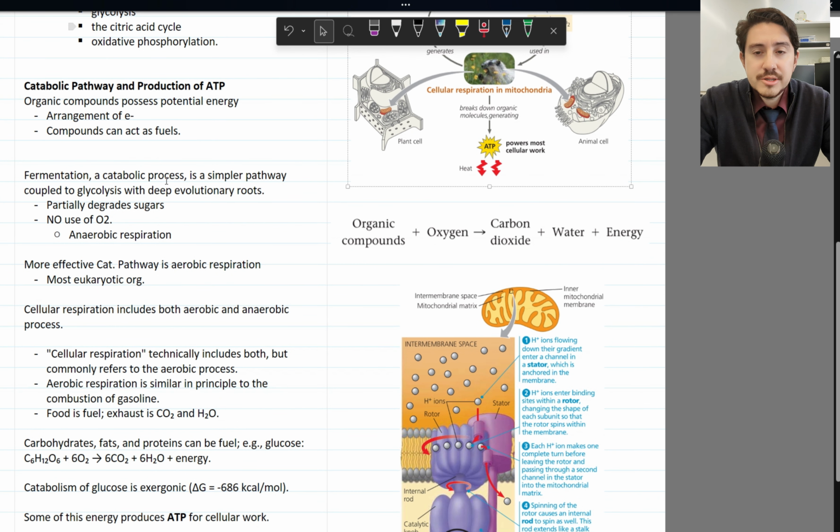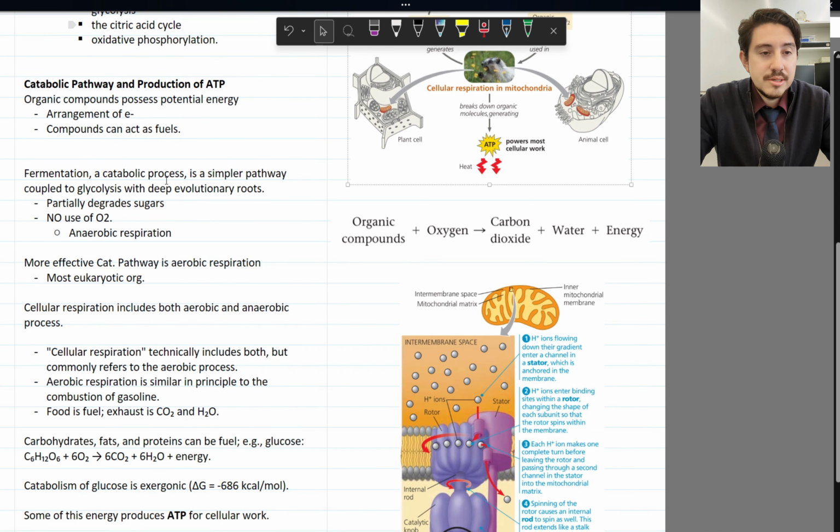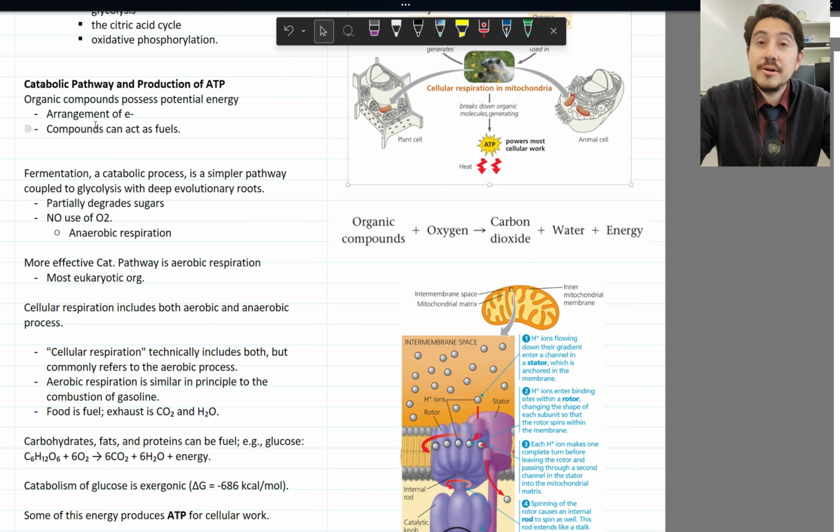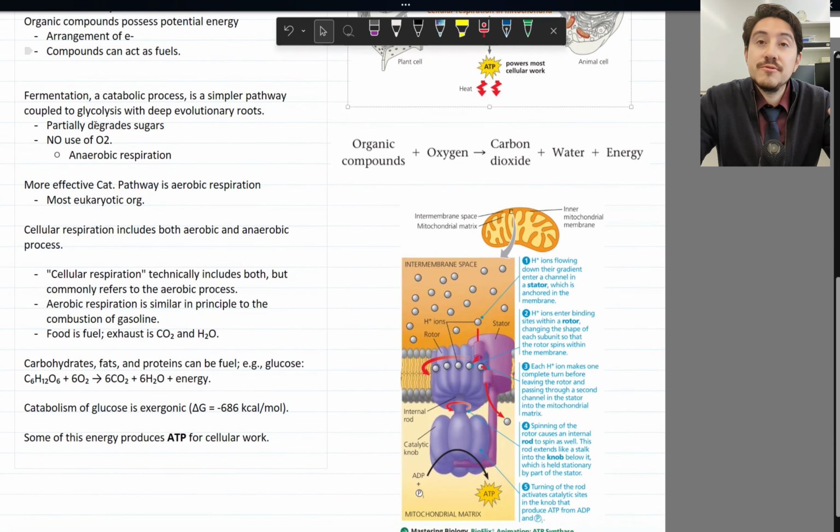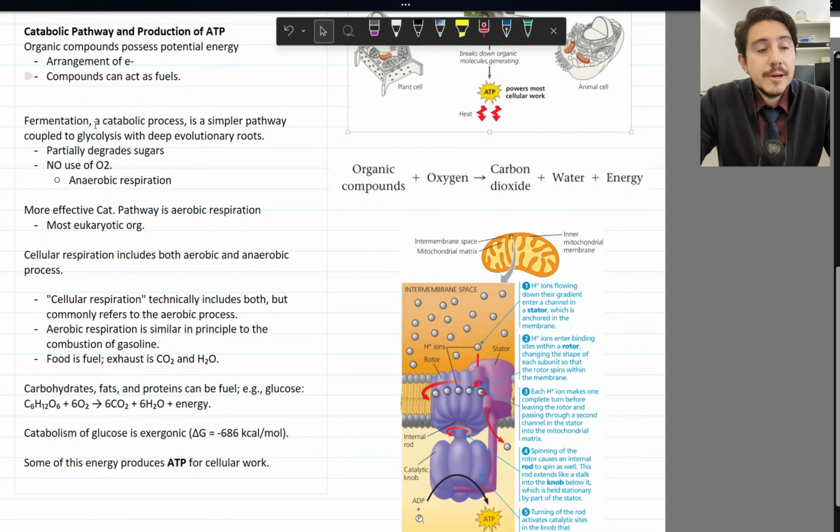Some information that we need to know a little bit more in detail: catabolic pathways and the production of ATP. Organic compounds in themselves carry potential energy, and forms of potential energy can be found in the bonds and the arrangement of electrons. Having this potential energy, they can serve as fuels.